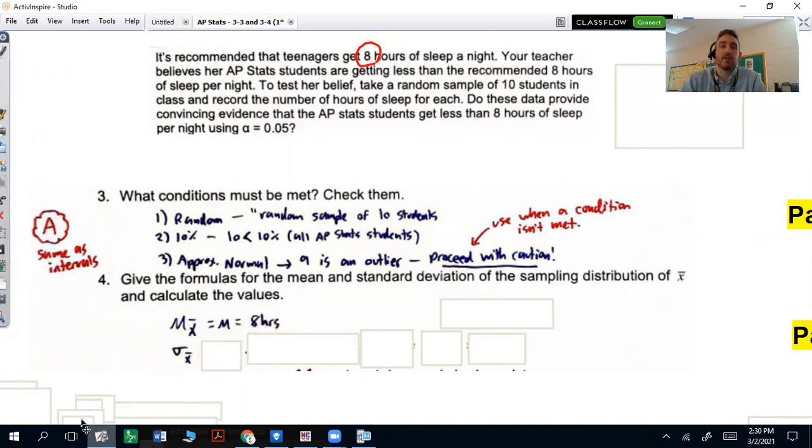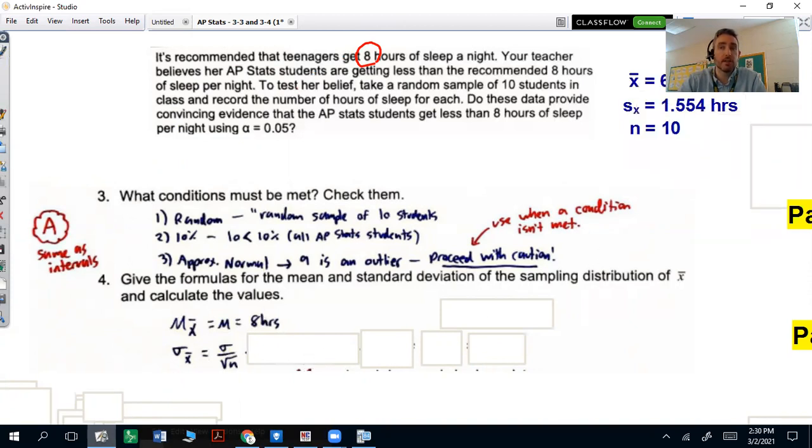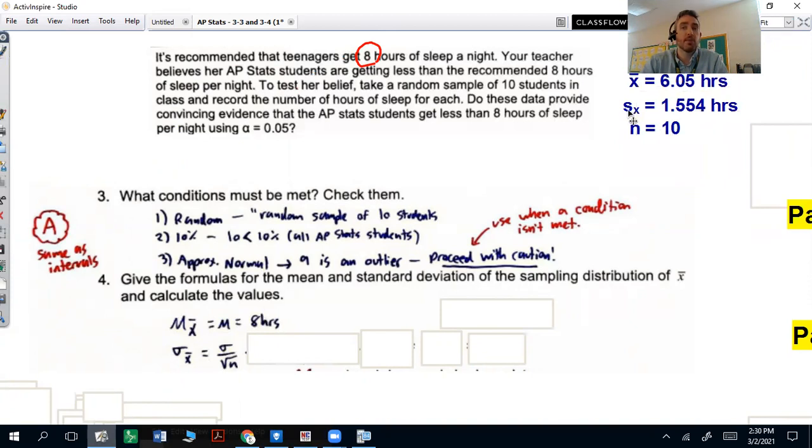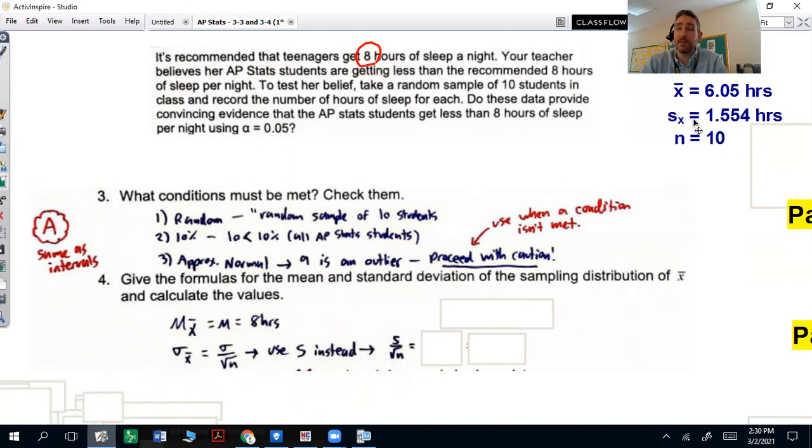The standard deviation of the sampling distribution is equal to the standard deviation of the population over the square root of the sample size. This we don't know. We're not given a population standard deviation. So remember, when we're not given the population standard deviation, we use our statistics. We have a sample standard deviation of 1.554. We use the standard error instead of the standard deviation. We calculate the standard error by taking the sample standard deviation, 1.554, and dividing it by the square root of n. N in this case is 10.